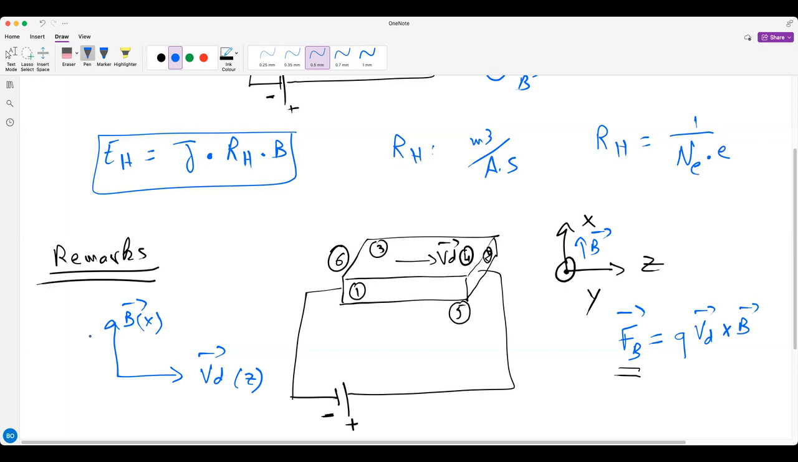Very good. Now, do you all agree? I'm not talking about the force yet, just the cross product, V cross B. It is going out of the page. Now, because of the negative charge of the electrons, the force will be going inside the page. Right? Do you agree?